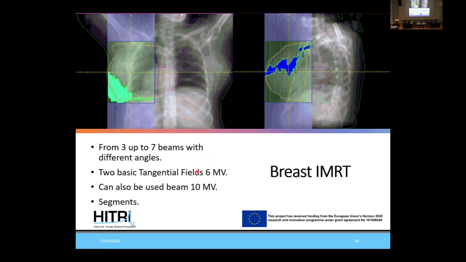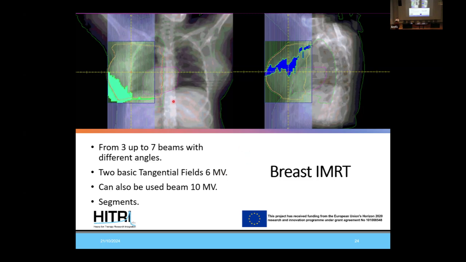I will suggest, if you want to start with IMRT, you can always use the basic tangential fields of 6 MV, or you can use the 10 MV. Most of the linear accelerators, they are using IMRT and breast IMRT and VMAT, sorry. They are using the 6 and 10 MV.